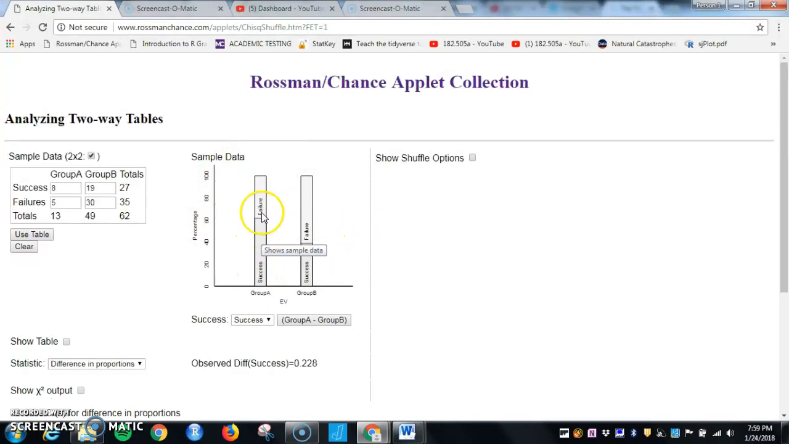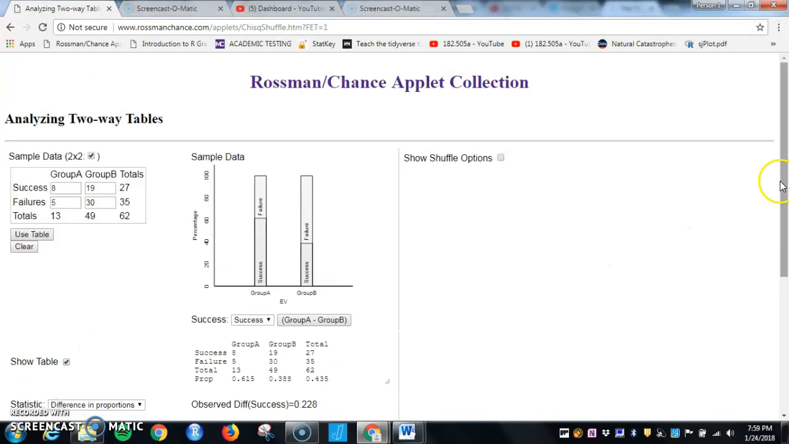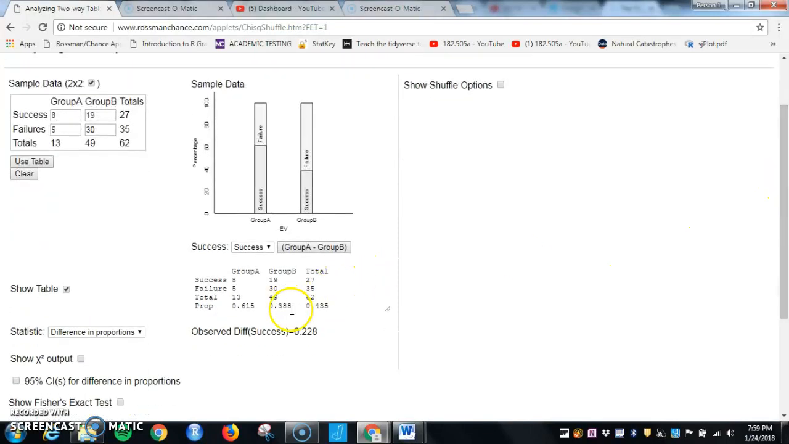This is successes versus failures. And we can click here, Show Table as well. This is the same table that you have in your notes with the expected proportions that we had already devised. This is the difference in successes of 0.615 minus 0.388. So again, as you see in the notes, the question is: is this difference of approximately 62% to 39% significantly different, or is this difference due to random chance?